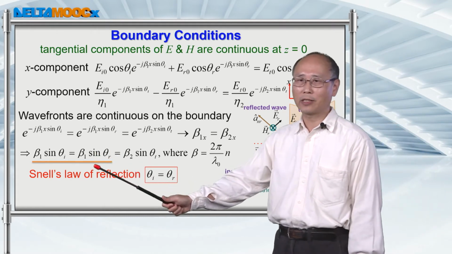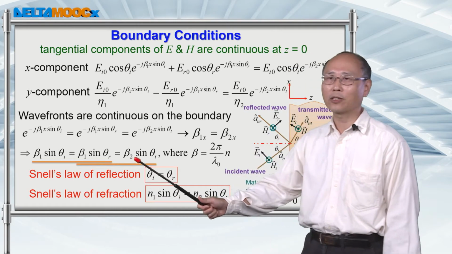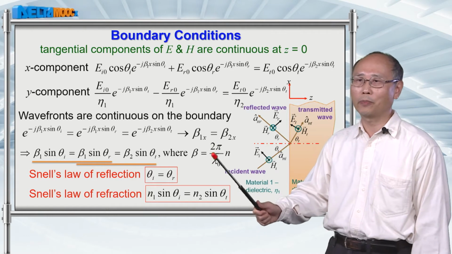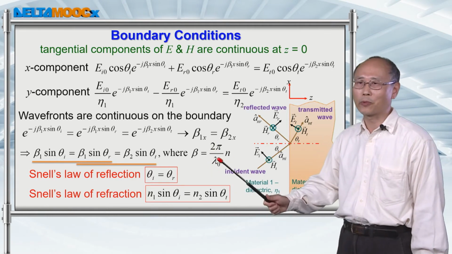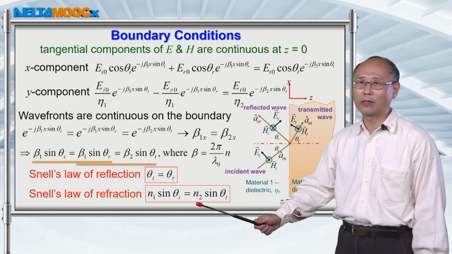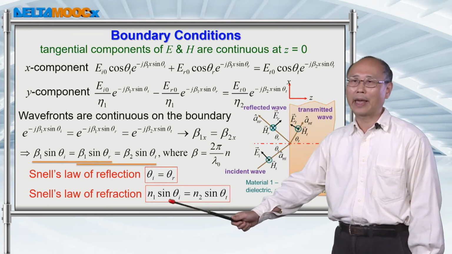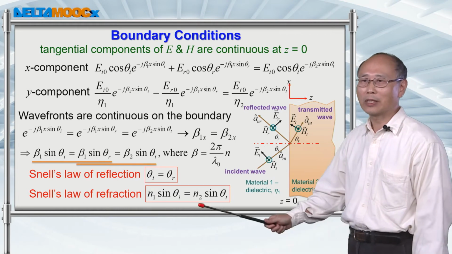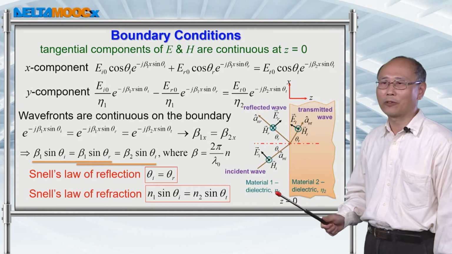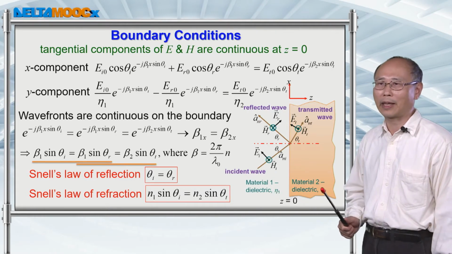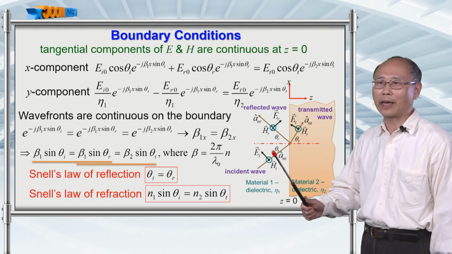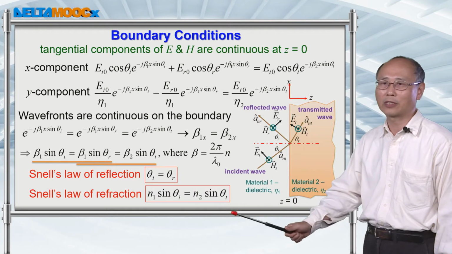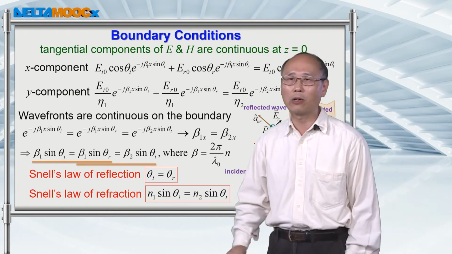And the second condition is this: beta 1 sine theta i has to be equal to beta 2 sine theta t. And if you just use beta equal to 2 pi over the vacuum wavelength multiplied by the refractive index, then immediately you end up having this expression: n1 sine theta i equal to n2 sine theta t. So this expression tells you if you have a refractive index n1 here, refractive index n2 here, and if you know the incident angle, then you can get the refraction angle theta t from this expression. And we call this Snell's law of refraction.